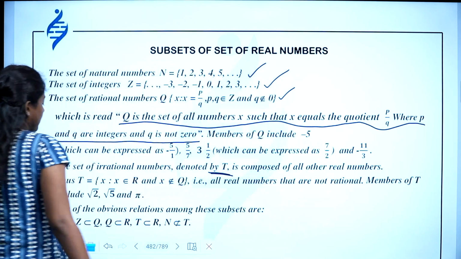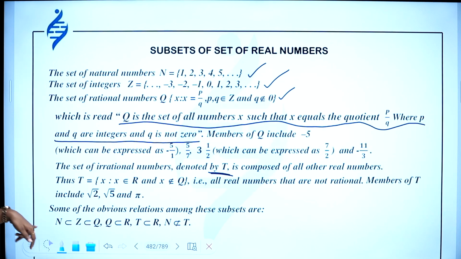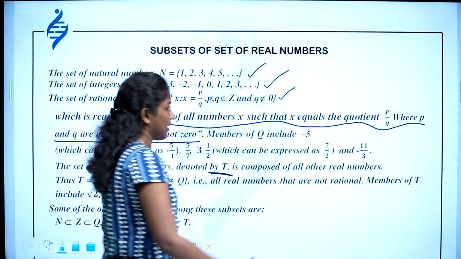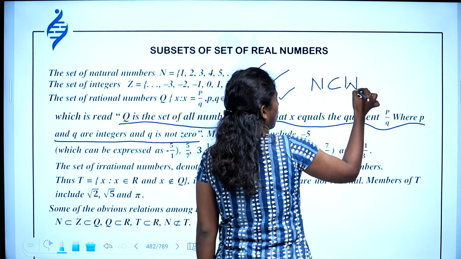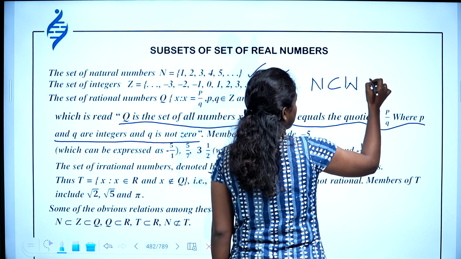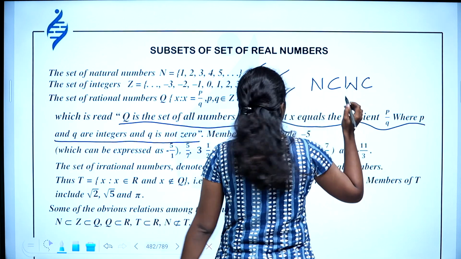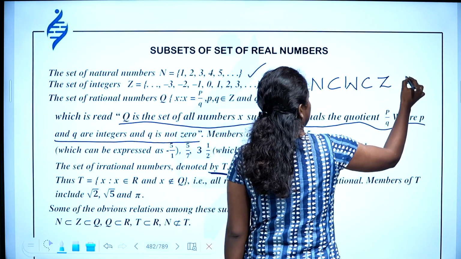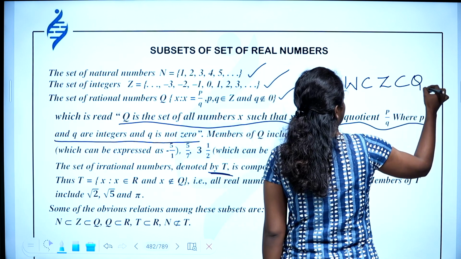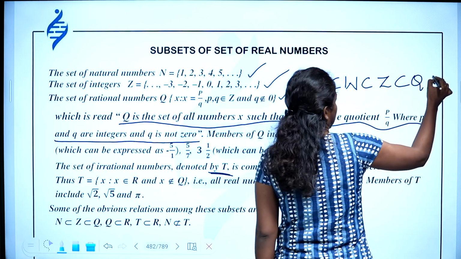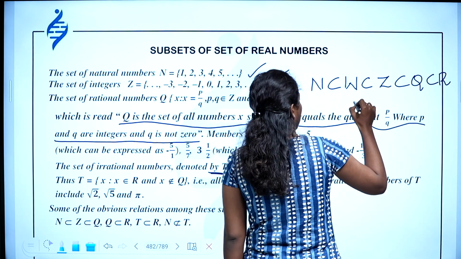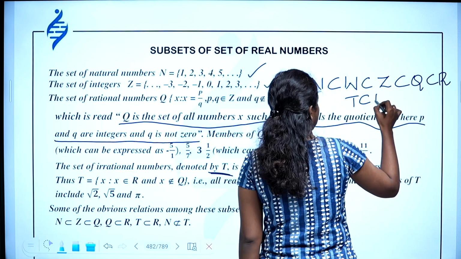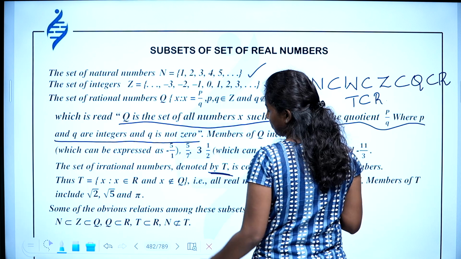Then some of the obvious relations among these subsets, you have to know this one. Natural numbers will always be a subset of whole numbers, and whole numbers will always be a subset of integers. Integers will be a subset of rational numbers, and rational numbers will be a subset of real numbers. Also, irrational numbers will be a subset of real numbers.